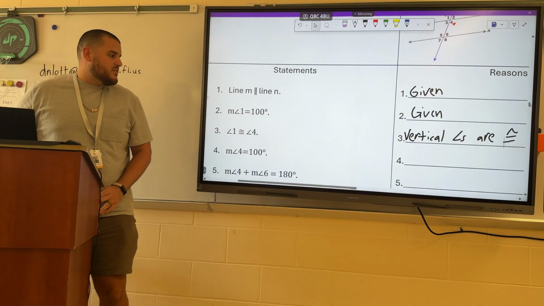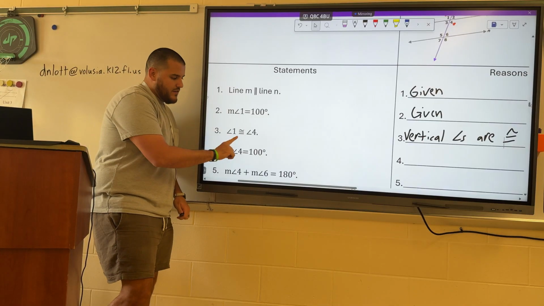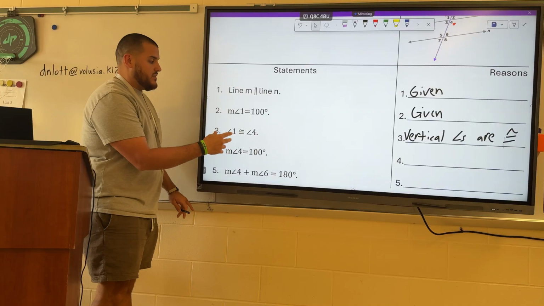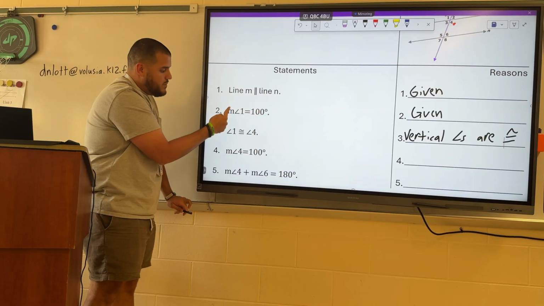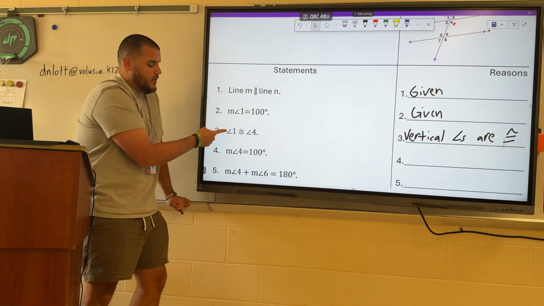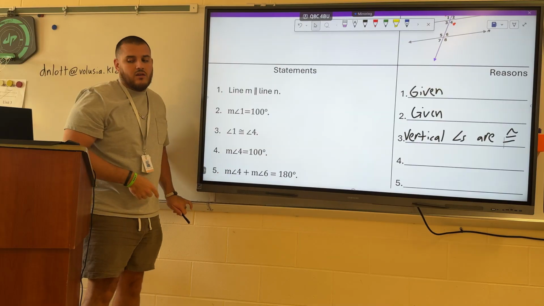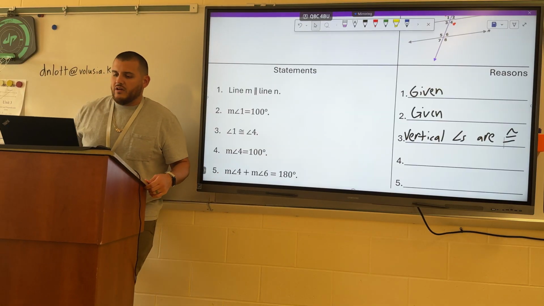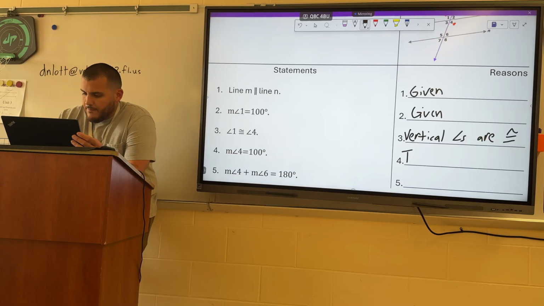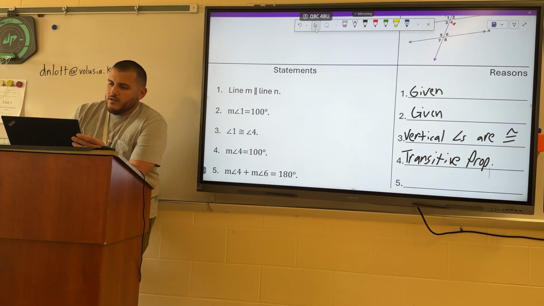So then we're told that angle 4 equals 100 degrees. Again, this is going to be our transitive property. And for now, just ignore the fact that that's a congruent sign, not an equal sign. We still have 4 and 100 both being equal in value to angle 1. Therefore, they must be equal in value to each other. That is the transitive property at play. Transitive property proves that the measure of angle 4 is 100 degrees.